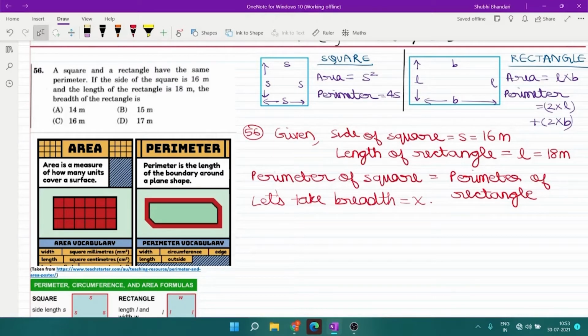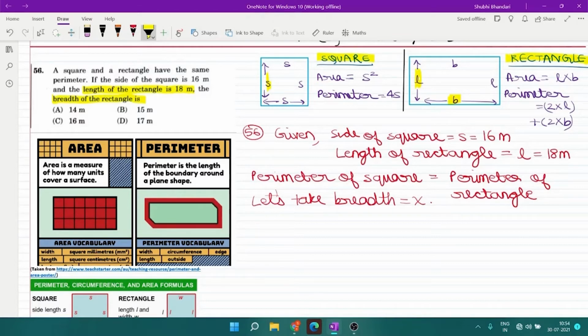If the side of the square is 16 meters and the length of the rectangle is 18, then the breadth of the rectangle is. So now for a square, we know that the area of a square is s square and the perimeter is 4s, given that the length of the side is s. Similarly, for a rectangle, area is length into breadth and perimeter is 2 into length plus 2 into breadth.